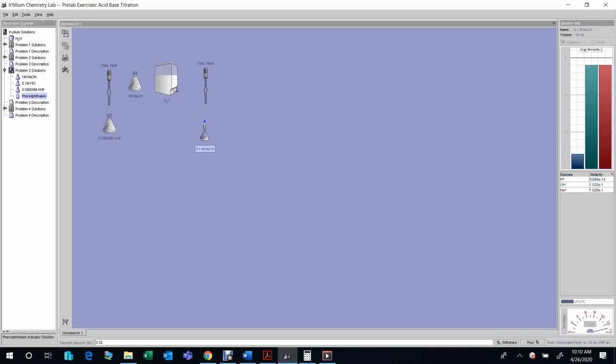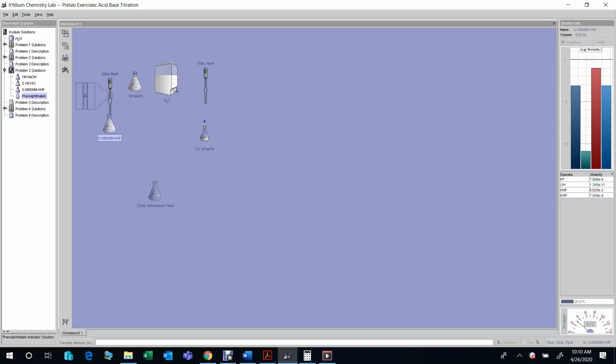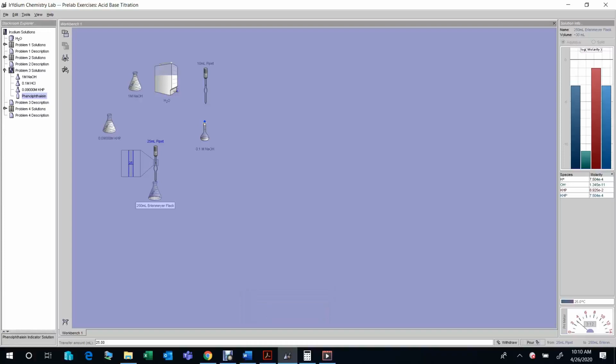Okay, to do the titration, we need to use an Erlenmeyer flask. So we use this Erlenmeyer flask, and then we first transfer 25.00 milliliter KHP solution. Okay, we withdraw. You see the bottom right, we can withdraw that much, and then we can pour into this Erlenmeyer flask 25.00. Okay, we pour.